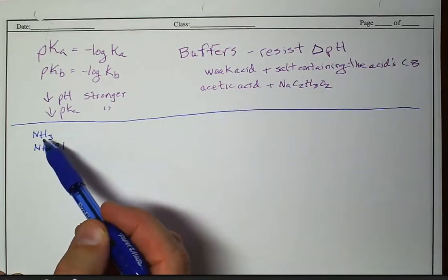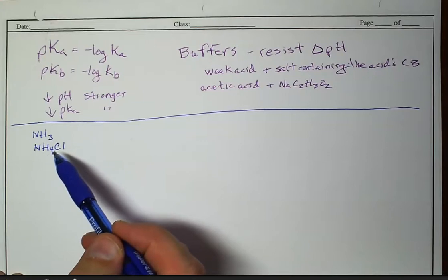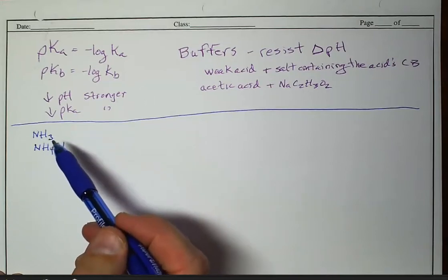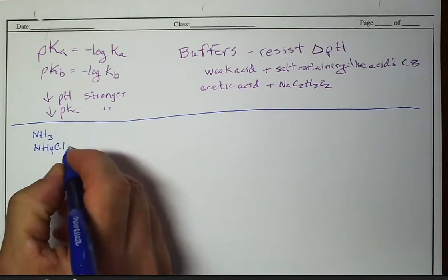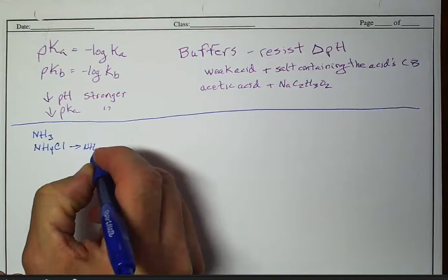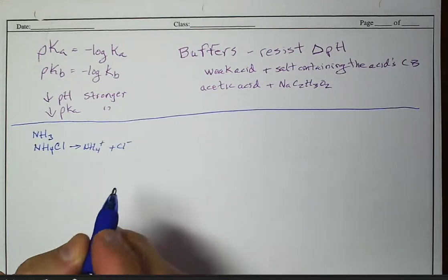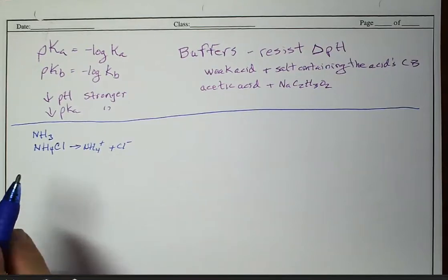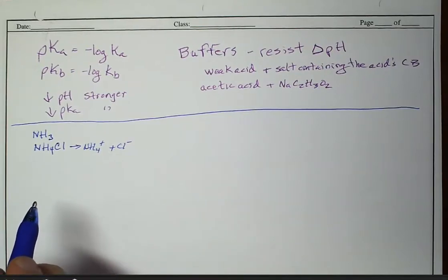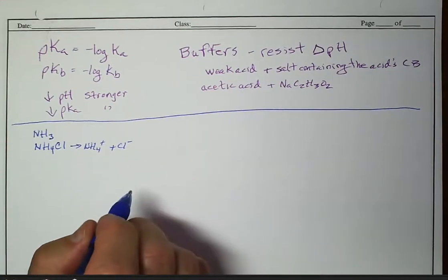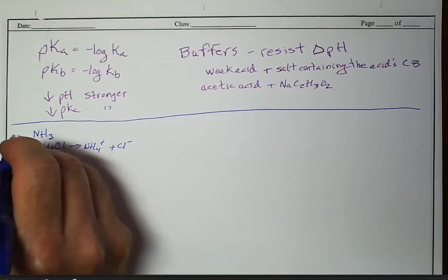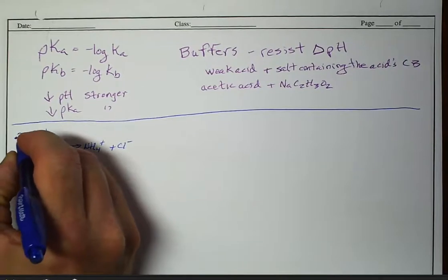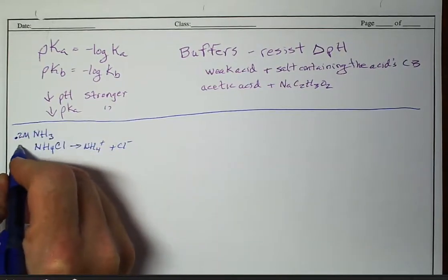So what we have here is ammonia, which is a weak base, and ammonium chloride, which, as we have seen before, is a salt formed by the reaction of ammonia with hydrochloric acid. So this ammonium chloride will separate when it dissolves into ammonium ions and chloride ions. In other words, the ions will dissociate. So in this particular problem they told us that the ammonia was 0.2 molar and the ammonium was 0.3 molar.